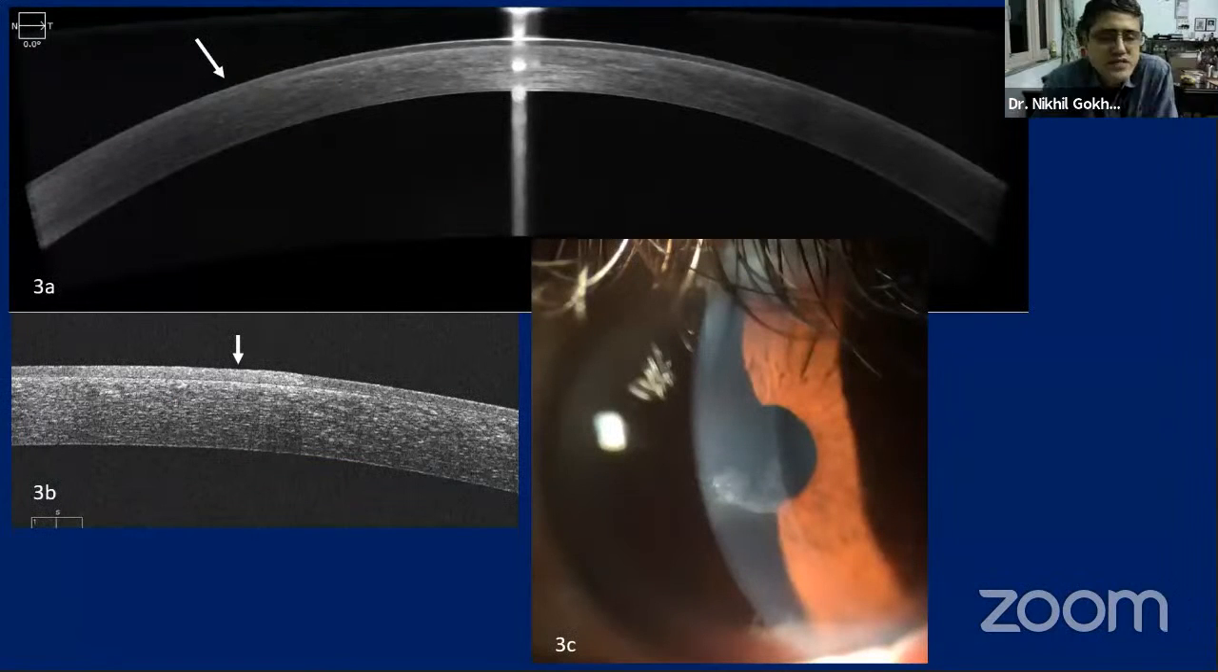So at the second visit, now you can see that the cornea is relatively clear, and you can see a central island of gray thick epithelium, which we typically see when we have patients with corneal intraepithelial neoplasia. And here you can see again that the epithelium on OCT still shows some hyperreflectivity and thickening. Next slide.